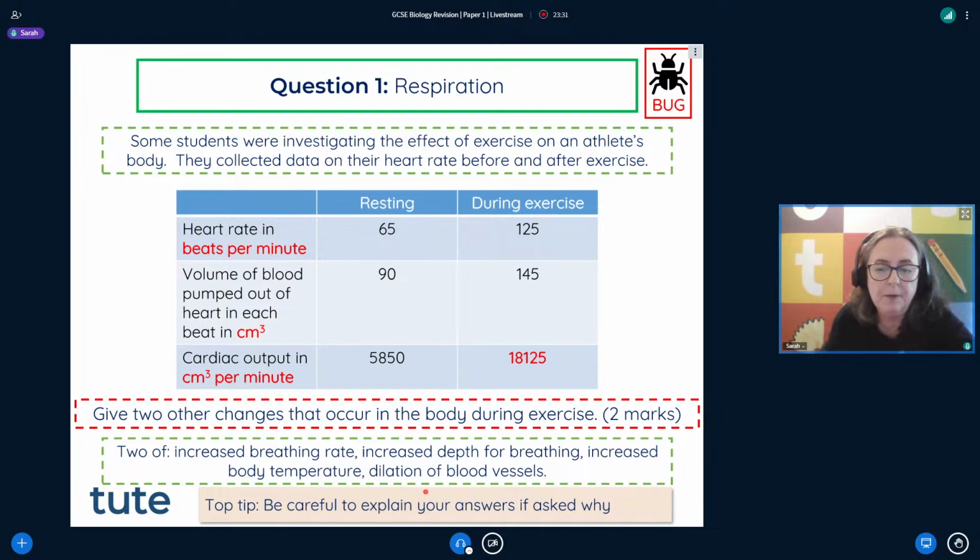And another thing your blood vessels can do to facilitate you during exercise is that the blood vessels going to your heart can dilate. That means they become wider. And because they become wider, they basically allow more blood to get to all those cells in your muscles that need that supply of oxygen and glucose to keep them going and keep you running as fast as you can, etc. So that's 2 of those suggestions. You don't have to do all of them, and that's something to remember. Don't waste time writing lots of suggestions. You only need to make 2 to secure those 2 marks. So yeah, top tip, be careful to explain your answers if asked why.